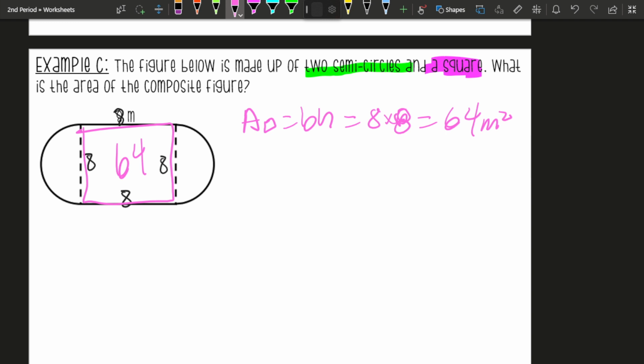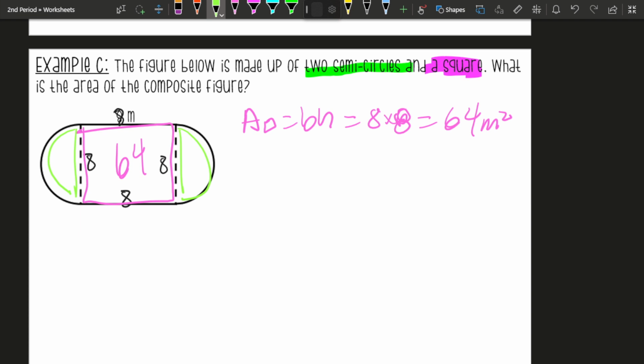Now the other part is two semicircles. So let's think about it for a second. If you have this semicircle and this semicircle, if you remove the square, can you put them together and make one whole circle? Yes. So two semicircles with the same diameter, same radius, you can put together to make a circle.